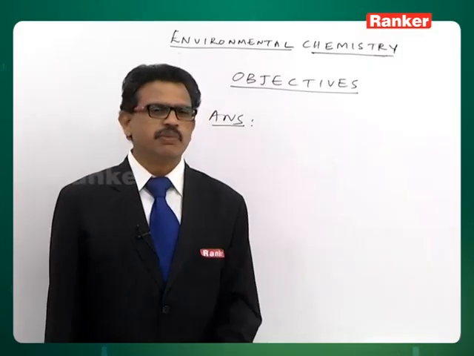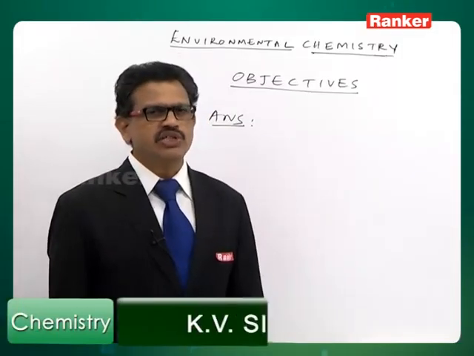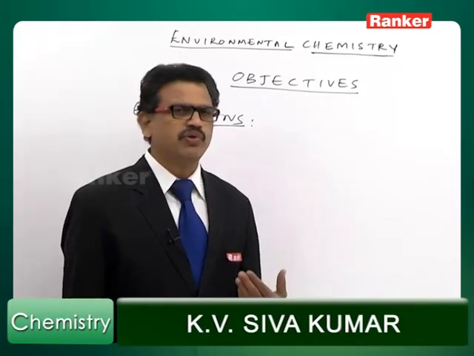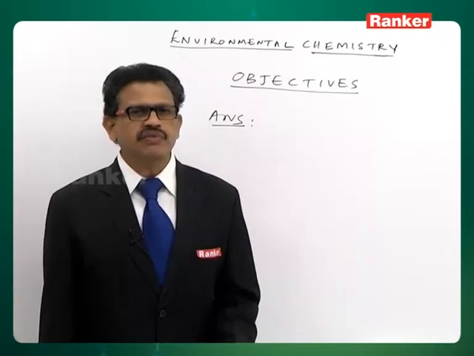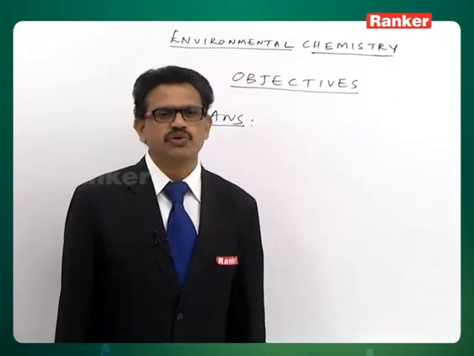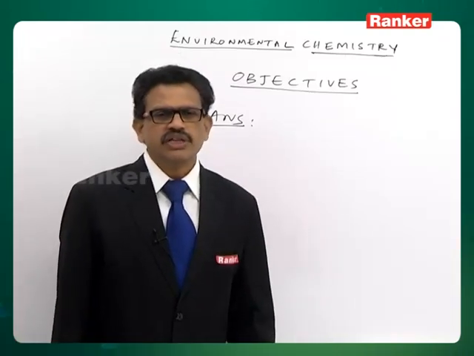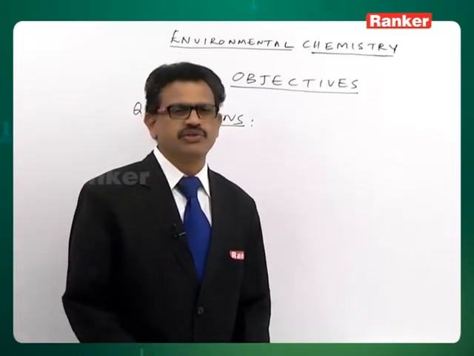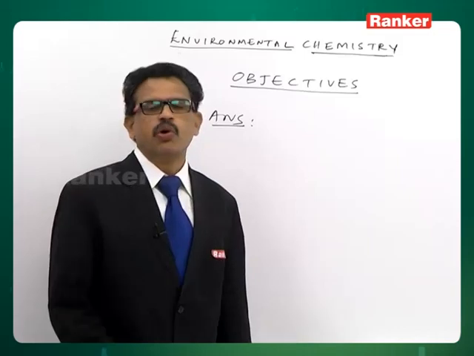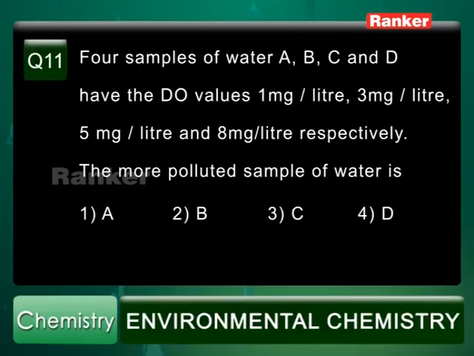So it's a concept based question. The dissolved oxygen (DO) level will be 4 to 6 milligrams per liter, the optimum level. Anything which is less than that is water pollution. So A has a DO value of 1 milligram per liter, it is more dangerous. Therefore, the more polluted sample is 1 milligram per liter, that is option 1. So we can go for answer 1.